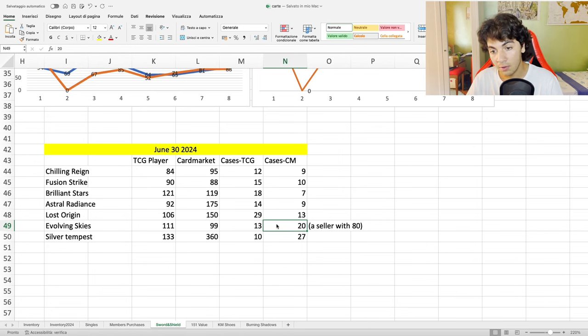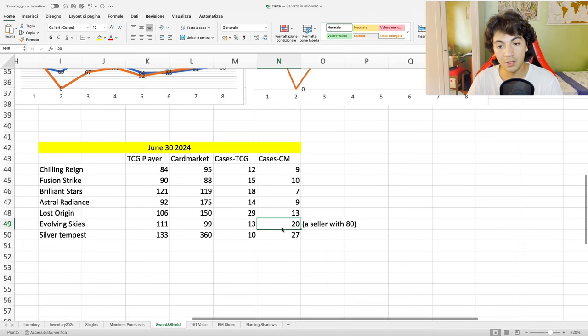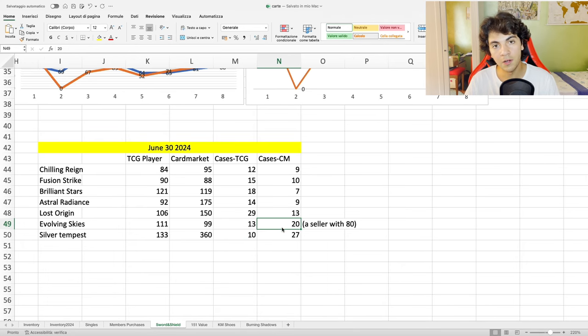Now, Evolving Skies, 20 boxes in the European market, second only to Tempest. That's a huge number of boxes. And as we've seen previously in the first part of the video, we have Evolving Skies on TCG Player selling more often than Astral. What does that tell us? Demand for Evolving Skies is still there.